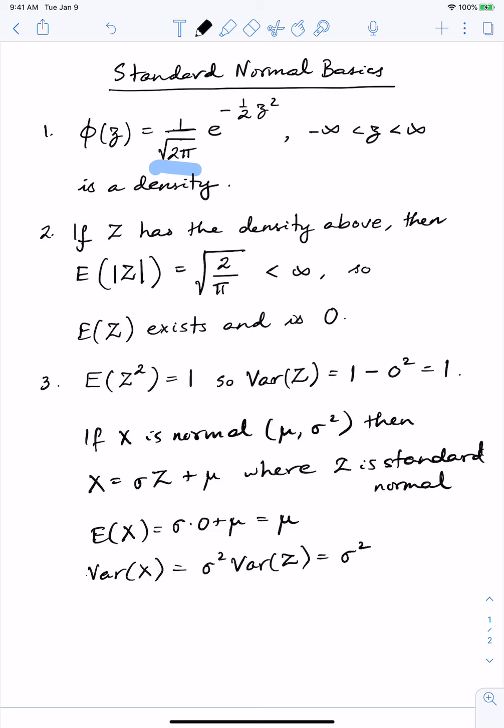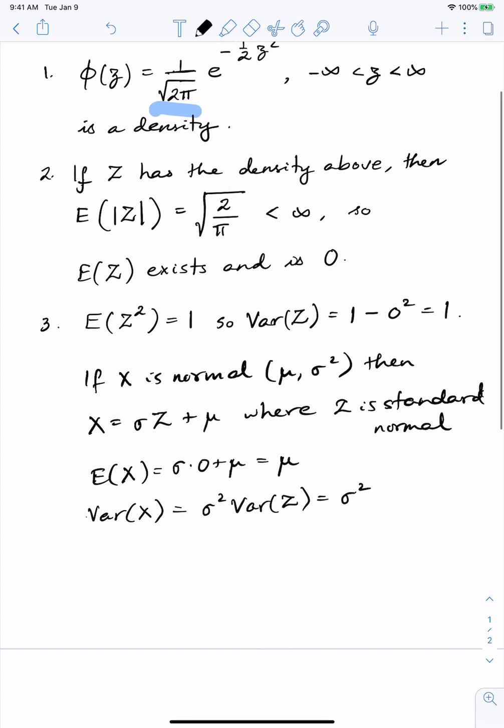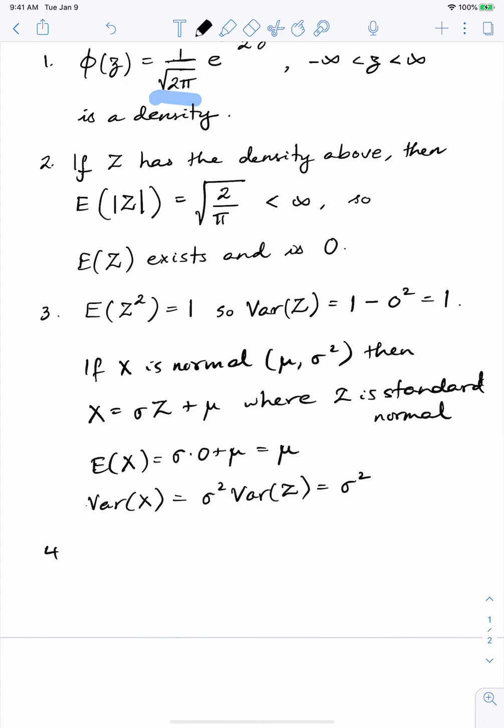respectively. And while we're about it, let's list some other facts that we have found out about the normal along the way. These are very useful for calculation, so it's just a good idea to have them in one place. Number 4. Somewhere in an earlier section we showed that z squared has a gamma distribution. In fact, you did part of this as an exercise.